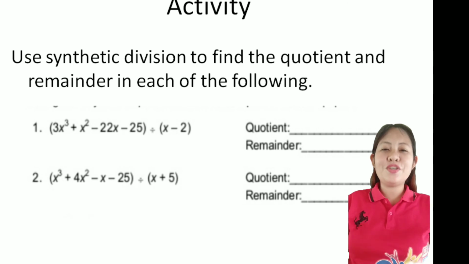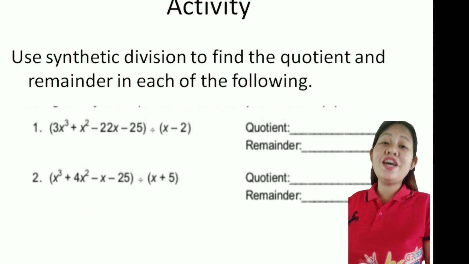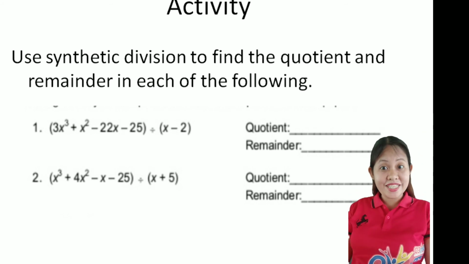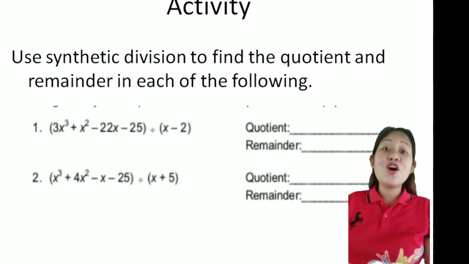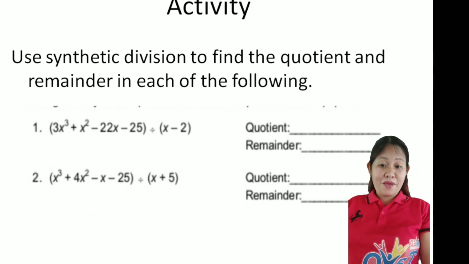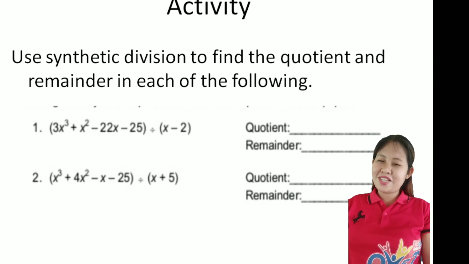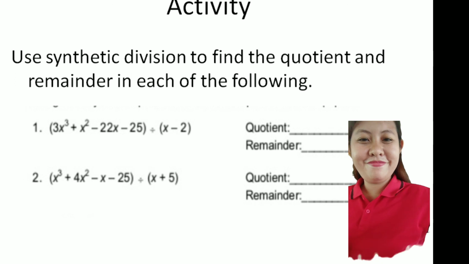This time, it's your time to shine. For your activity, use synthetic division to find the quotient and the remainder in each of the following. Write your complete solutions on a sheet of paper. Give the solution and then write the quotient and the remainder. So go, go, go, go.